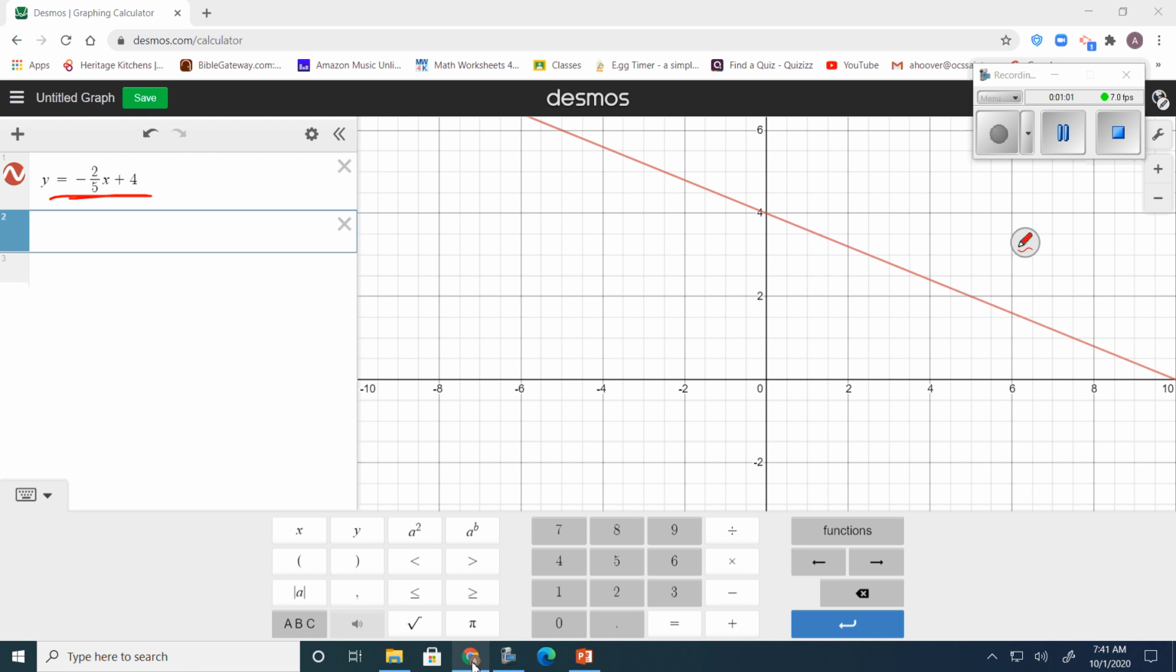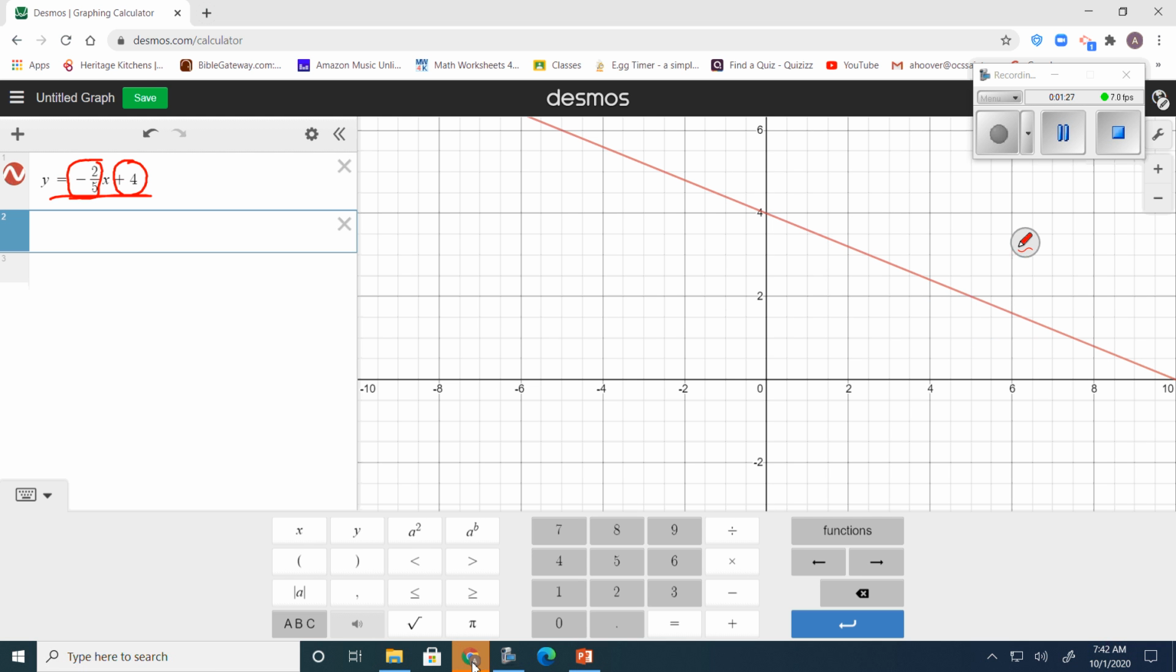So we have learned about slope-intercept form, that 4 is the y-intercept. Notice it crosses at 4 on the y-axis, and the slope is negative 2/5, which means it goes down 2 and to the right 5. Down 2, to the right 5, and that slope continues over and over again. So you can see that this line has been graphed.